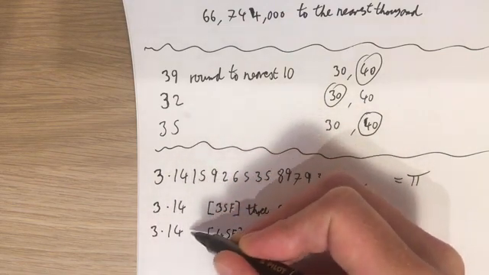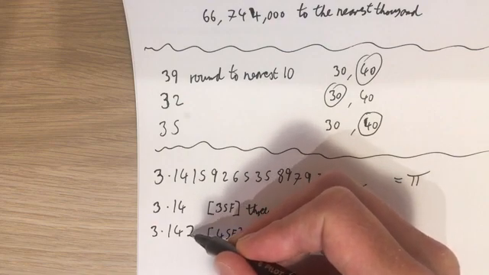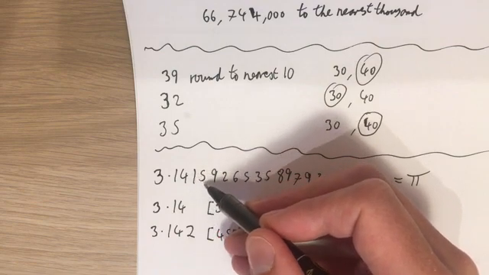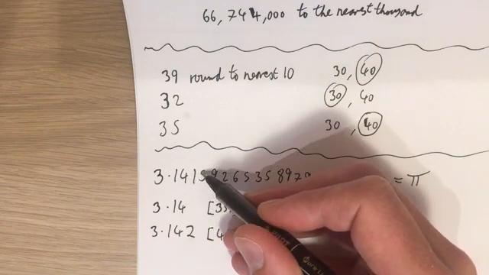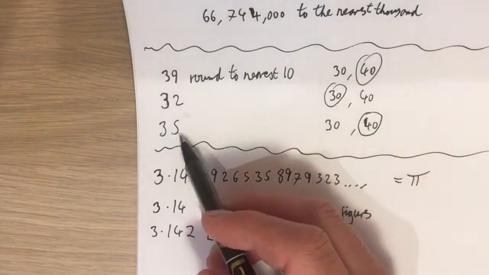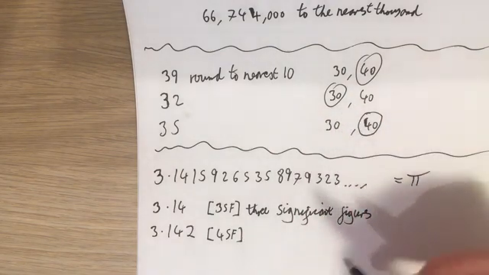0.14. And I said 1, but I actually am going to write 2. Why am I going to write 2? Because this 1 is followed by the number 5, which means actually we're going to be closer to 3.142, just like we discussed here. 35 is technically, we say, closer to 40 than 30.